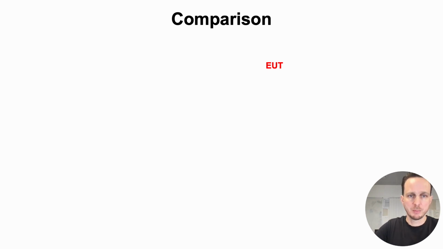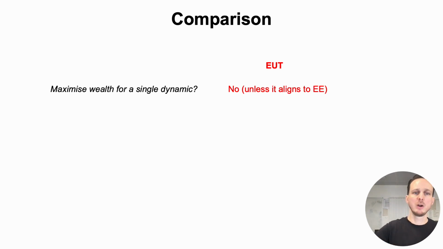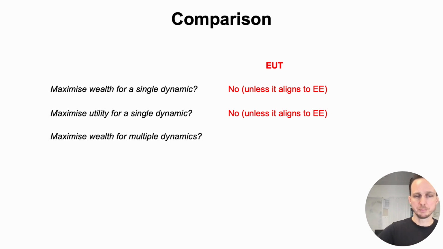So just to end with a comparison between EUT and EE, we can ask different questions. Does EUT maximize wealth for a single dynamic? Not generally, unless it aligns its utility function precisely to the ergodicity transform predicted under EE. So not generally, but yes, it can. Can it maximize utility for a single dynamic? Again, not generally, but there is a point in its parameter space where, yes, it will be possible.